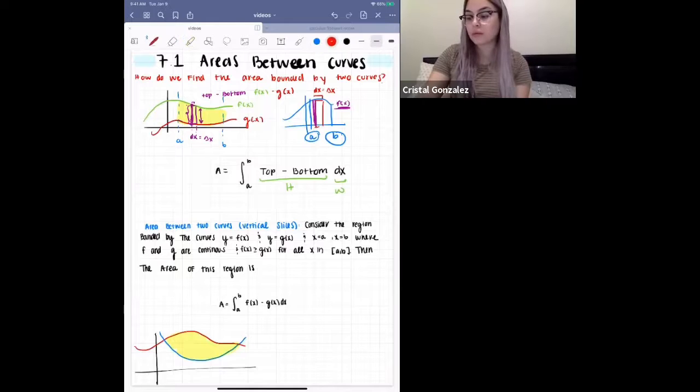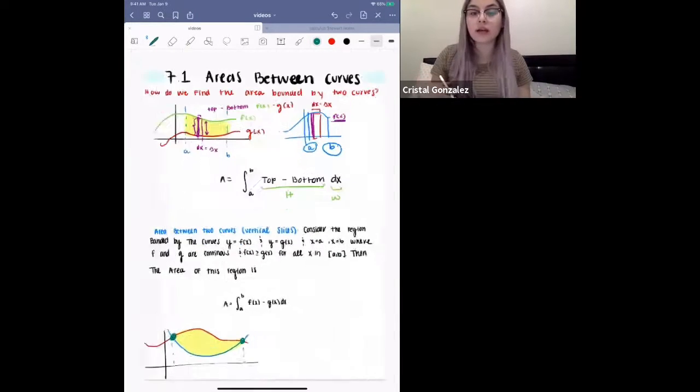In order to do this, you're going to need to find where these functions intersect. So just keep this in the back of your mind and think about how exactly we are going to find where they intersect. We'll do examples like this, but this is something to consider. They might not always give you your a and b bounds, but you can definitely find them by finding the points where they intersect.